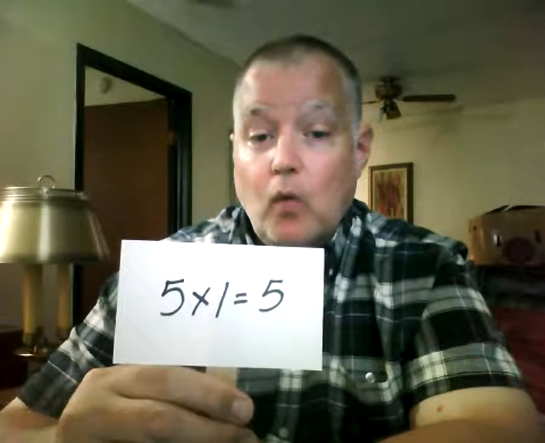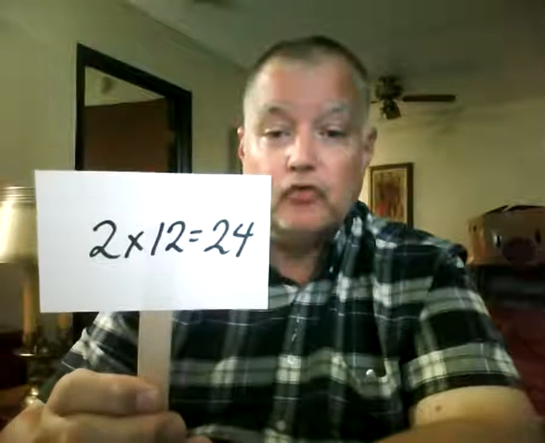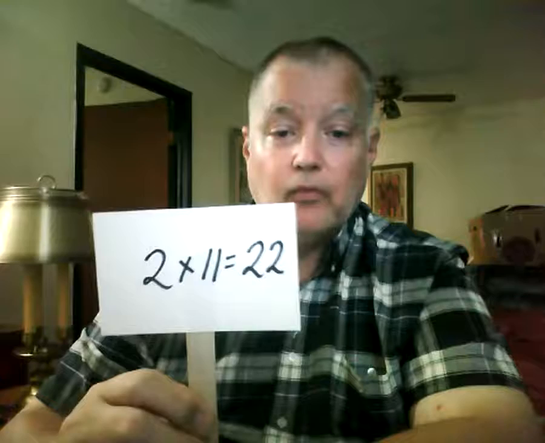5 times 1 is 5. 2 times 12 is 24. 2 times 11 is 22.